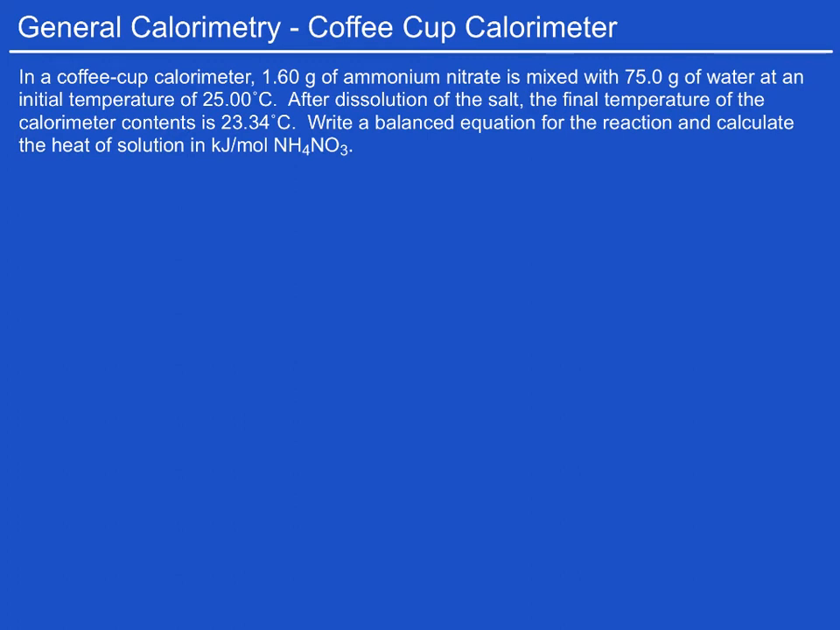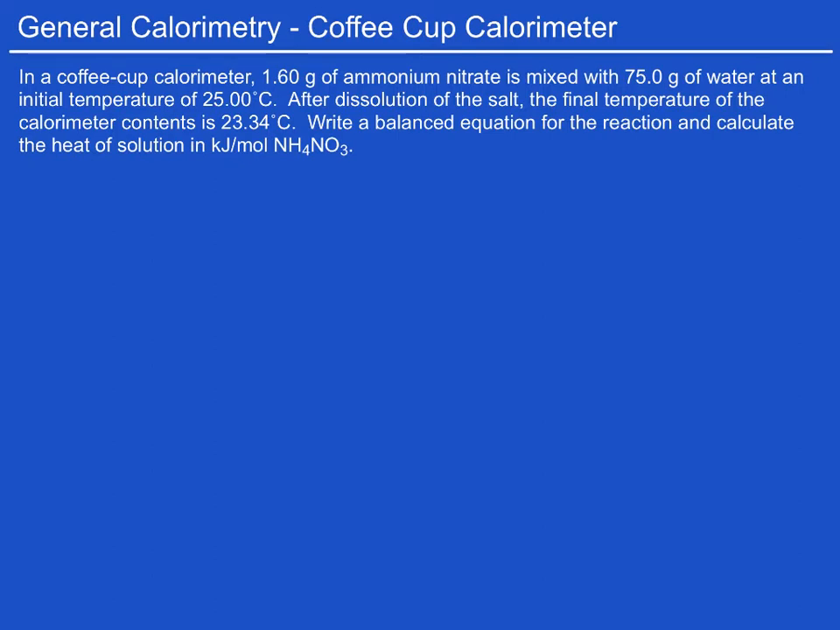Okay, this is a coffee cup calorimetry problem, as you can read. What we're doing is putting 1.6 grams of a salt, ammonium nitrate, into water in a coffee cup calorimeter, and the temperature is dropping from 25 to 23.3 degrees Celsius. The first thing we're asked to do is write out the balanced equation for the reaction, and the second part is to calculate the heat of solution, in kilojoules per mole of ammonium nitrate.